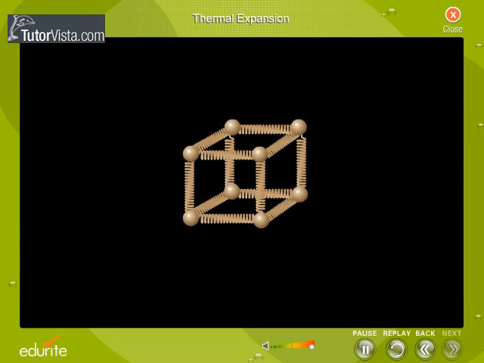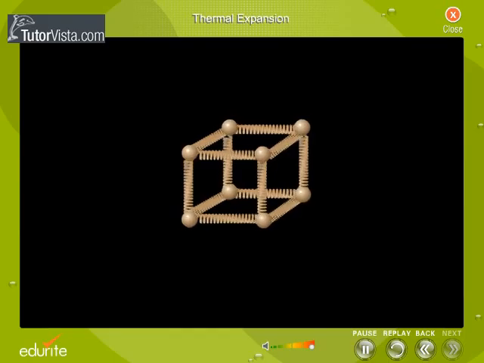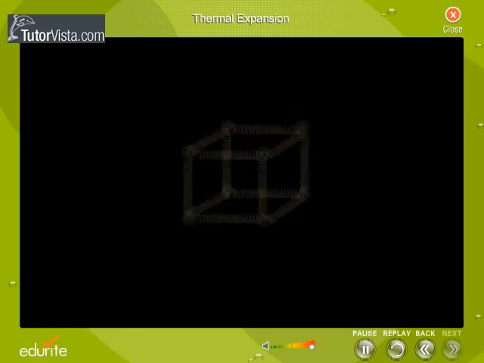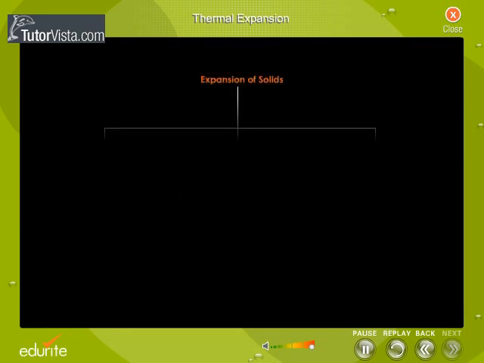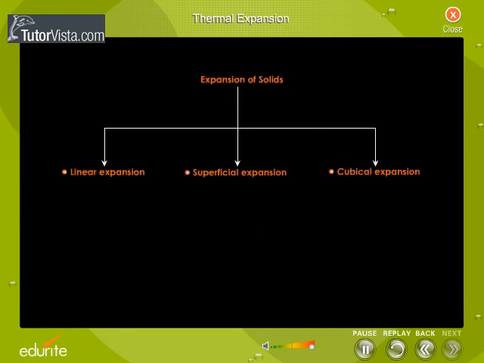The interatomic spring forces are not symmetric about the equilibrium position. They usually behave like a spring that is easier to stretch than to compress. As a result, when the amplitude of vibration increases, the average distance between molecules also increases. As the atoms get farther apart, their dimension increases. The thermal expansion of solids is of 3 types, namely linear expansion, superficial expansion, and cubical expansion.